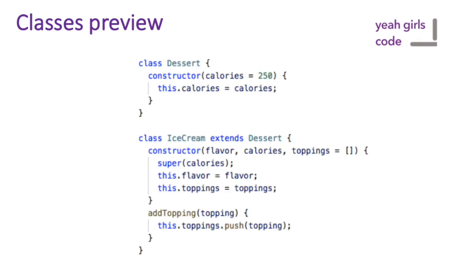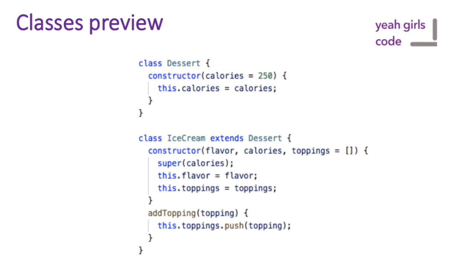So pause the video and try to understand this code. You have the constructor, which takes inside the parentheses the different things that we will use to construct this class. this.calories = calories. class IceCream extends Dessert. The constructor is always there. You need to have a constructor when you form a new class.